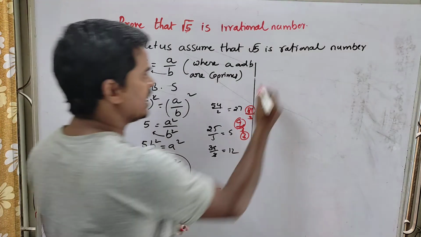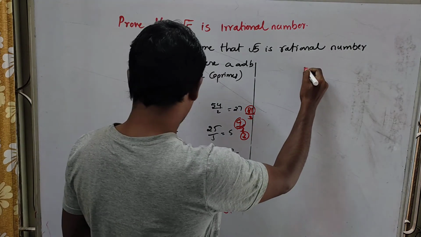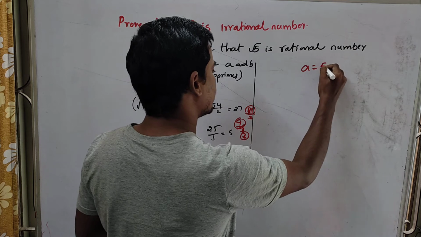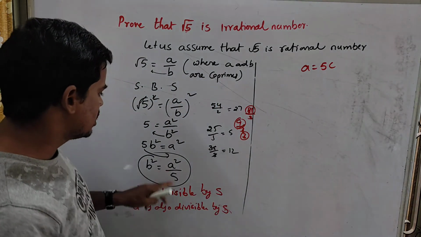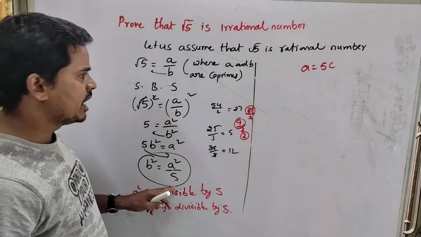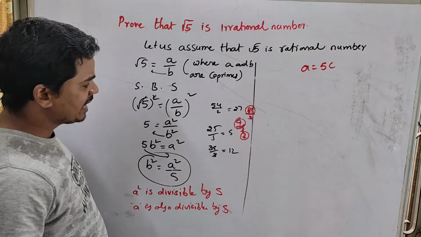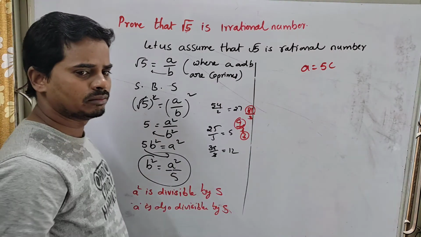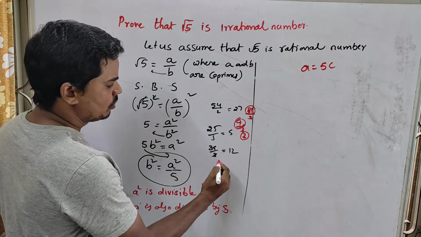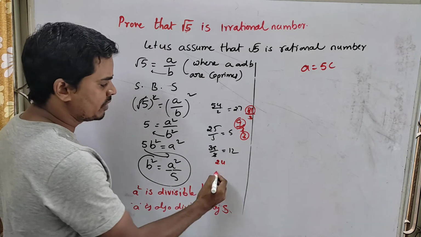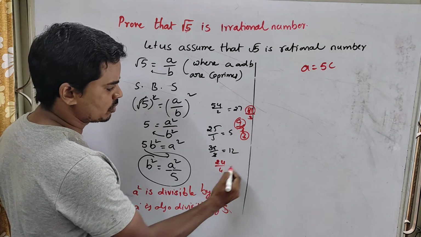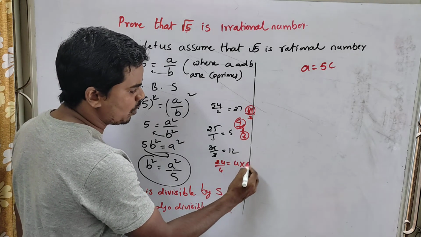Then there exists some c such that a is equal to 5c. If a is divisible by 5, then a can be written as 5 into something. Suppose 24 is divisible by 4. 4 sixes are 24. So 24 can be written as 4 into 6.